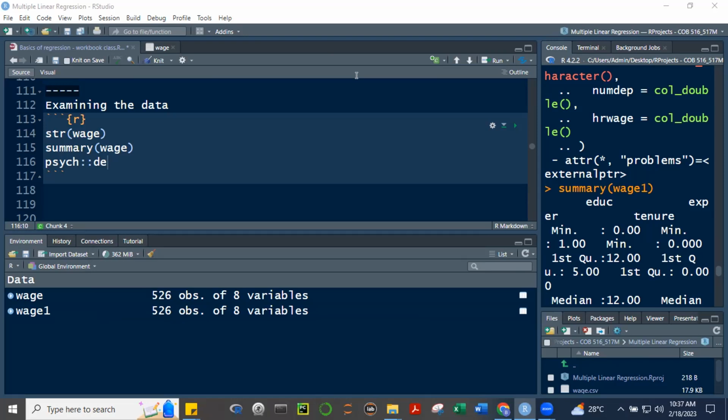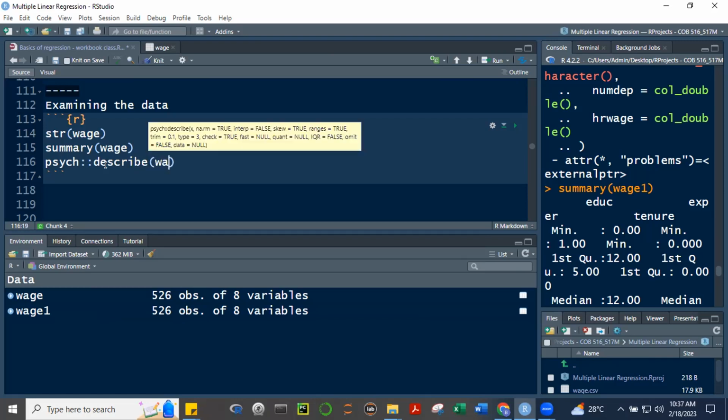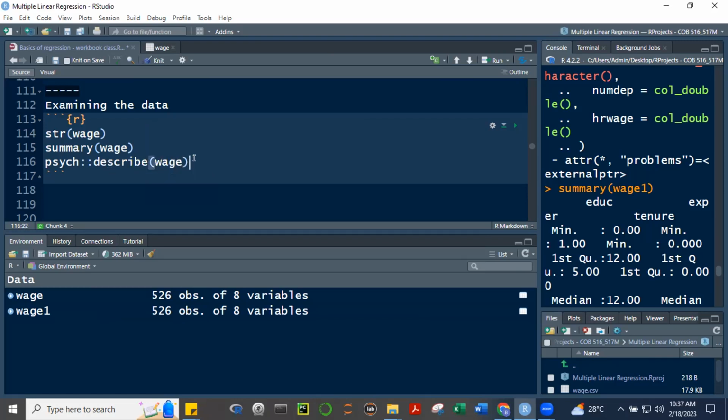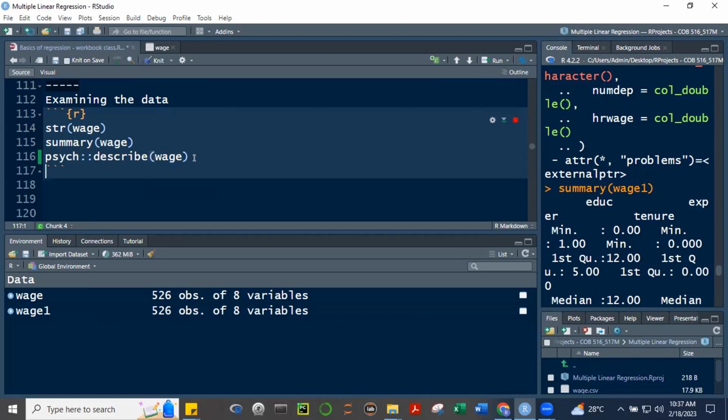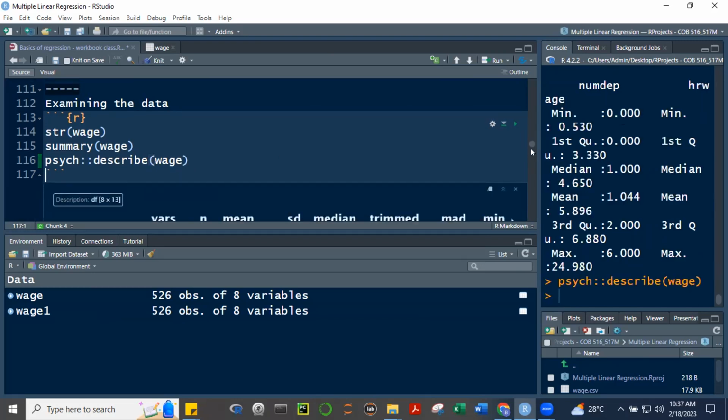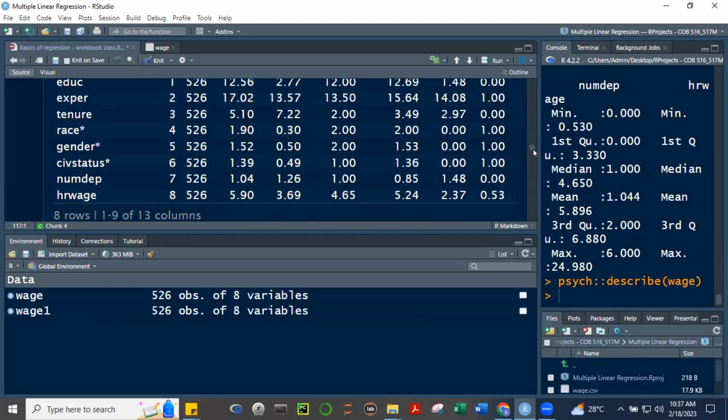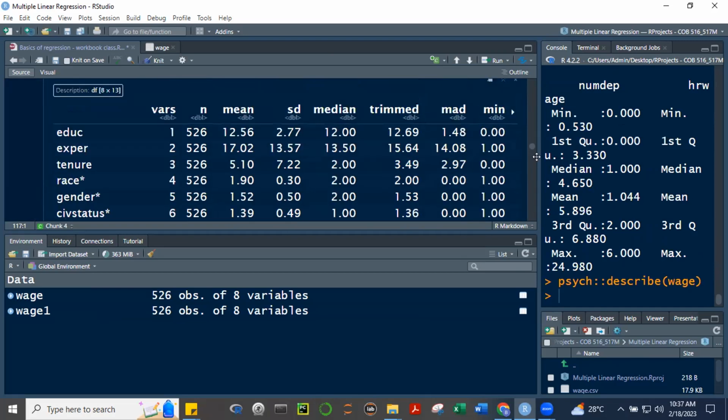Okay, sorry about that, class. So si psych, meron siyang describe na function. Tingnan natin. Psych, describe, okay? And then si wage 1, no? All right, take a look at this. This will give us a descriptive statistics.